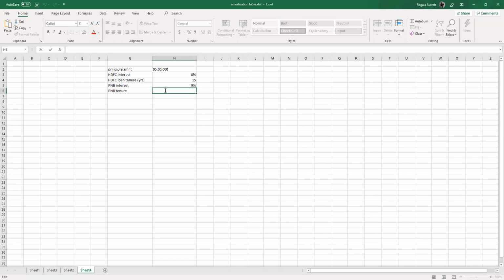Yes. Okay. PNB tenure is how much? PNB interest 9%. Okay, PNB tenure is 18 years, right? Yes. The rate of interest is 9 percent. Okay, I understood.